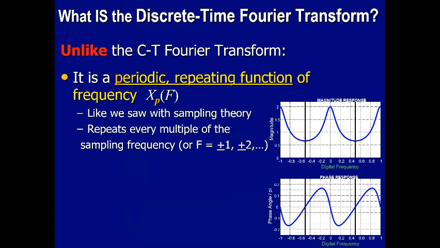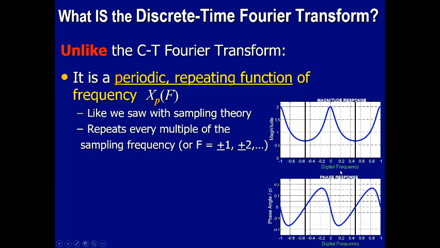It's also a periodic function of frequency. So we'll often use a subscript p for the discrete time Fourier transform to remind ourselves that this is a periodic function. And it has a period of every integer value. So remember, capital F is our normalized frequency, where we've taken the analog frequency and divided it by the sampling rate. So 1 in digital frequency represents the same thing as the sampling frequency. And we saw when we did sampling theory that copies of our spectrum kept repeating, recentered on every integer multiple of that sampling frequency.